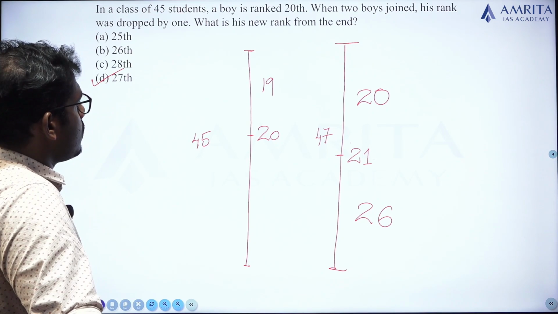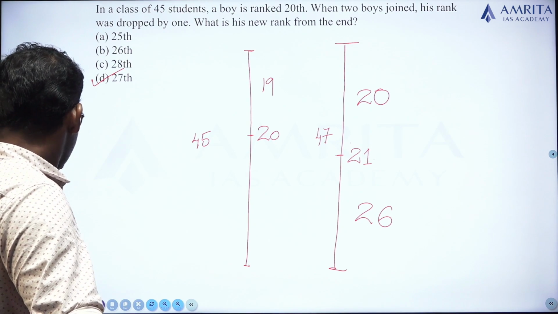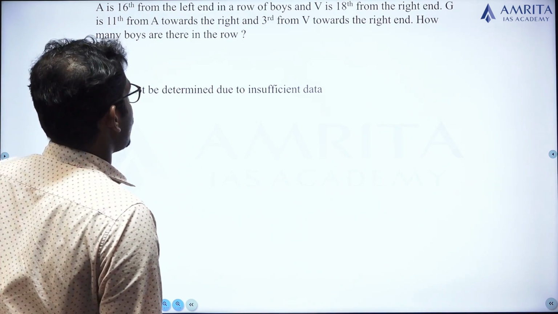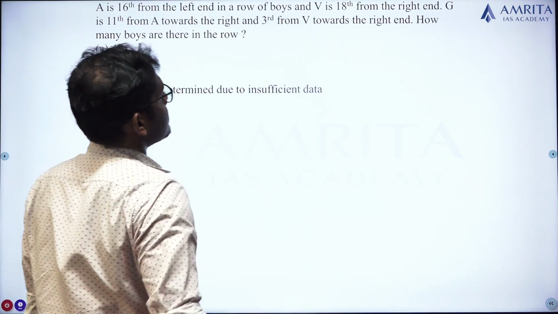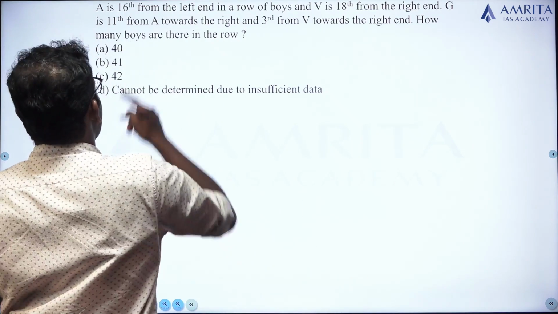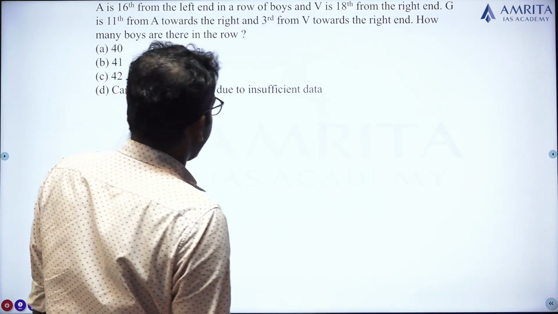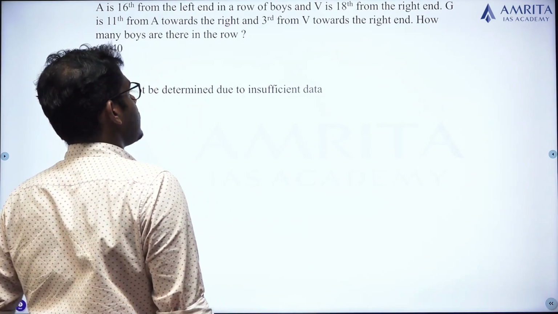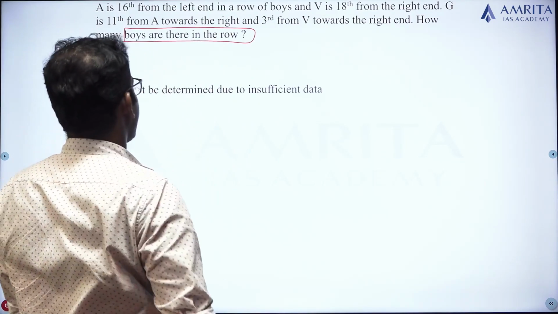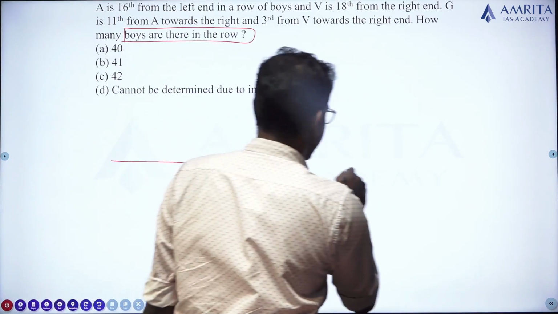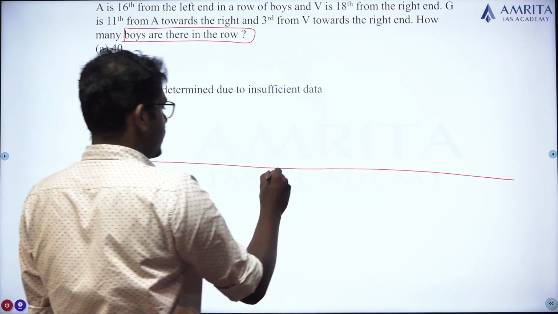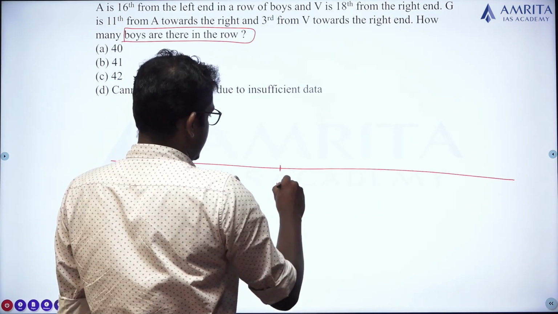Okay, moving to the next question. A is 16th from the left end in a row of boys and B is 18th from the right end. G is 11th from A towards the right and 3rd from B towards the right end. How many boys are there in the row? Okay, fine. Let me draw the row first. A is 16th from the left end.